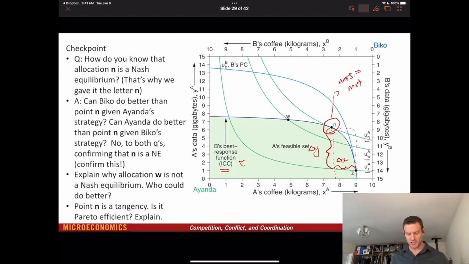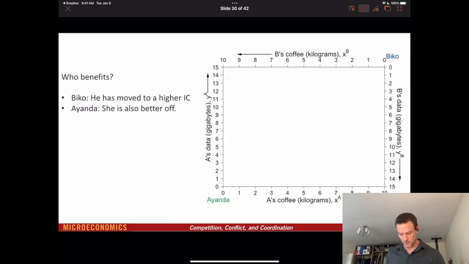So explain why allocation W is not a Nash equilibrium. Who could do better? So think there about who could do better when we think about point W. Why would that not be a Nash equilibrium in this game?